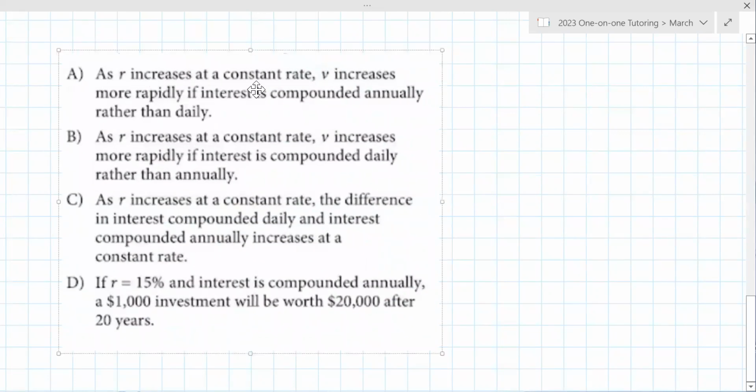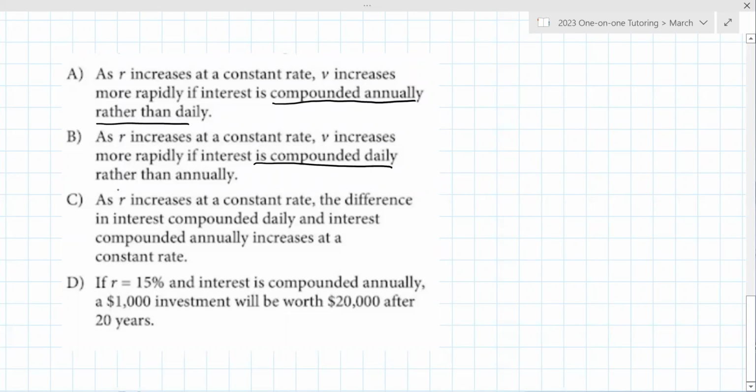Answer A: as R increases at a constant rate, V increases more rapidly if interest is compounded annually rather than daily. Answer B: if R increases at a constant rate, V increases more rapidly if interest is compounded daily rather than annually. So in the first two answers, the difference is in the language down here, compounded annually versus compounded daily. Typically you'll see two answers that are very similar, and those tend to be the ones you're choosing between. They tend to be, right? All kind of generalizations, some true, some not.